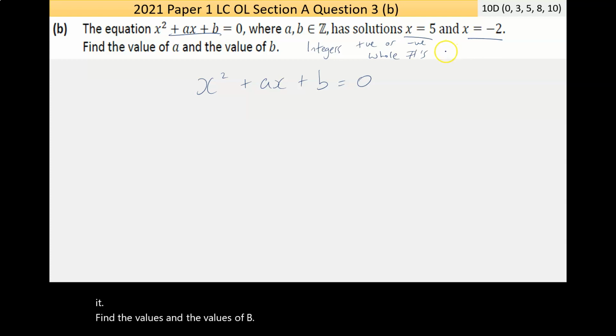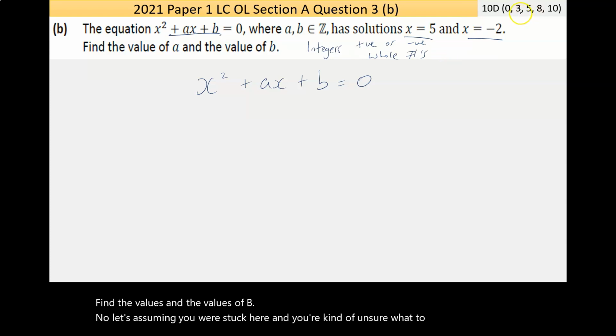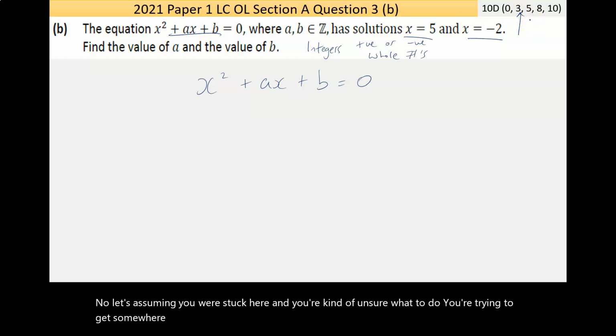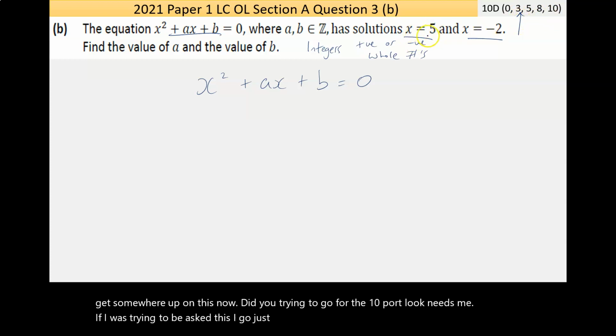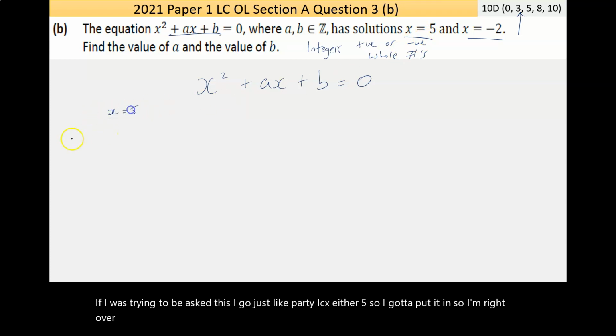Now, let's assume you were stuck here and you're unsure what to do. You're trying to get somewhere up on this. Ideally, you're trying to go for the 10, but needs be, if I was trying to BS this, and I go, it's just like part A, I see x equals 5, so I'm going to put it in. So I'm right over here, x equals 5, and I'm trying to organize my work so it makes sense to somebody grading it.